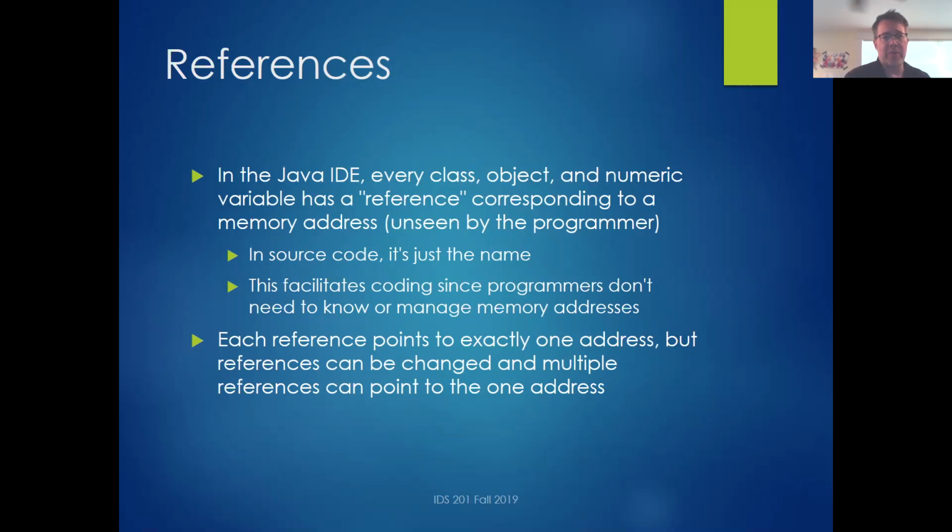In Java source code, the reference is just the name. And this actually makes it a lot easier for programmers since they don't need to know or manage memory addresses. Java does all that for you. So it makes life a lot easier. On the other hand, you give up that ability to control where in memory things are stored, which can sometimes be useful. Anyway, each reference points to exactly one memory address, but references can be changed and multiple references can point to the same address. So let me give you an example.